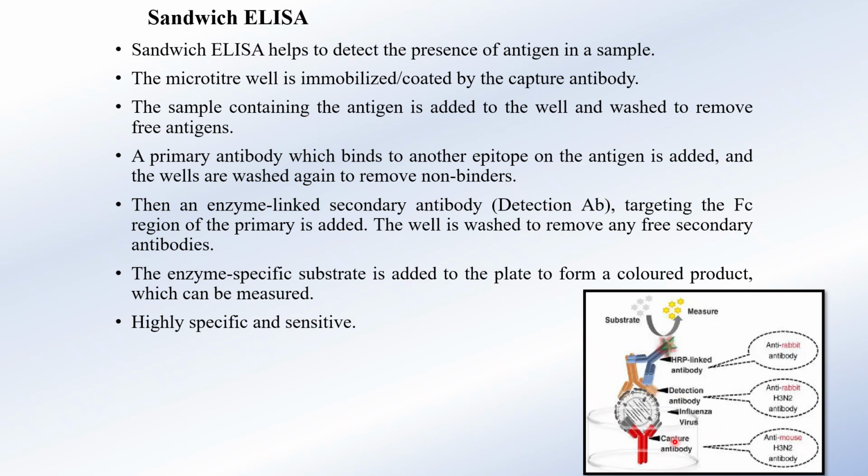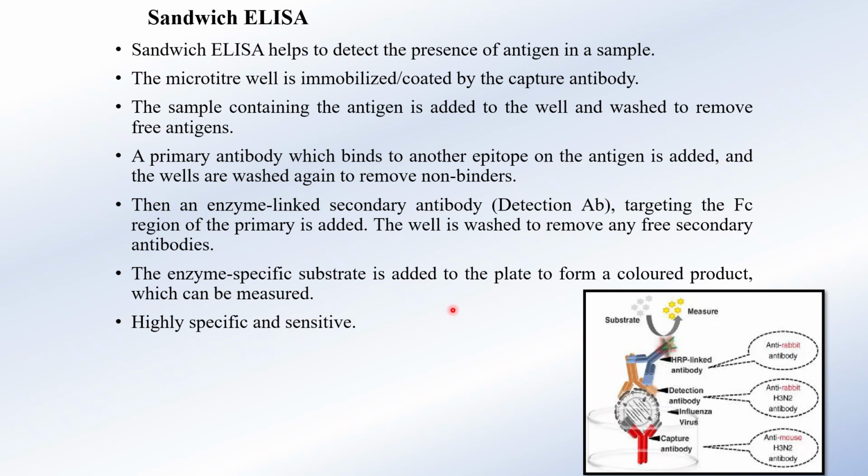Next step is the antigen containing sample is added and again it is washed to remove any free or unbound antigens. A primary antibody which binds to another epitope on the antigen is added. Means first we have added the capture antibody, then the antigens, and then we add the antibodies. Then an enzyme linked secondary antibody, that is the detection antibody, targeting the Fc region of the primary is added. The well is washed to remove any free secondary antibody. Then this secondary antibody is attached to the primary antibodies.